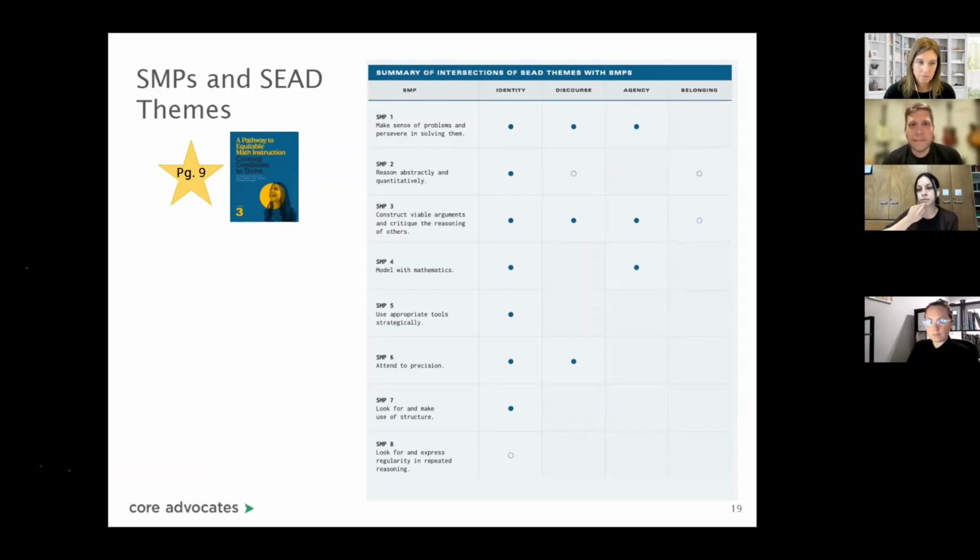Discourse, the SEAD theme, I mean, it can't align any better than SMP3, constructing viable arguments and critiquing the reasoning of others. So some of these I feel are a little easier to connect to than others. And I think that's a challenge that teachers are going to have as they explore the idea of really integrating these SEAD themes in their math curriculum.